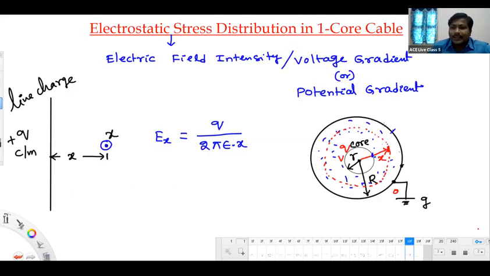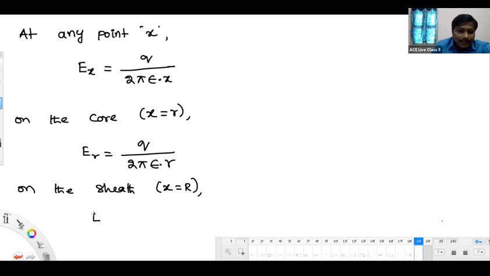On the sheath, meaning the outer conductor, you have to keep X equal to capital R. X you should move to the surface of the sheath. Now, what will happen to that? That will be E at capital R, which is Q by 2 pi epsilon into capital R. Q is the line charge density, as I already said.